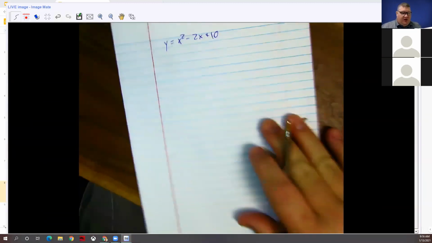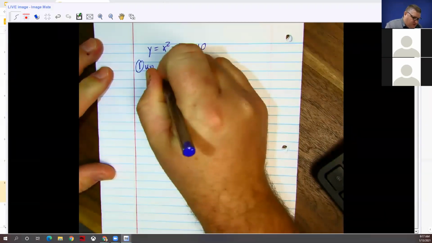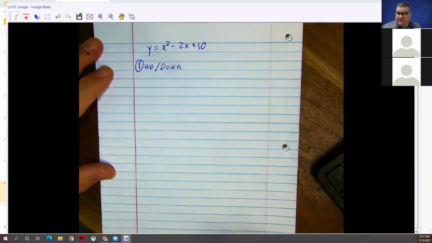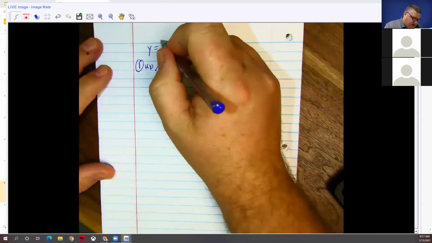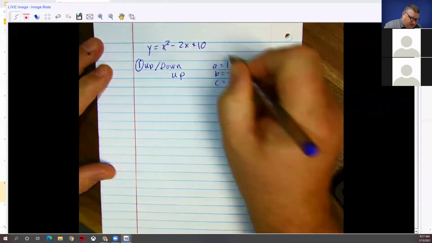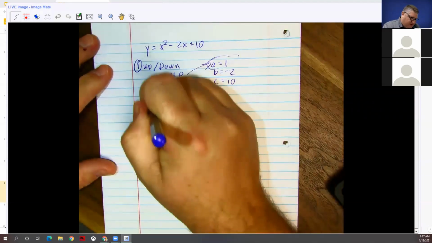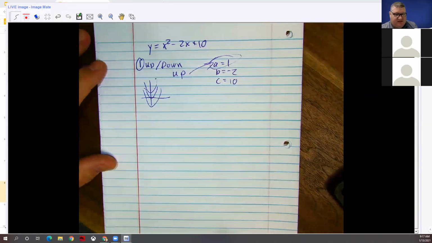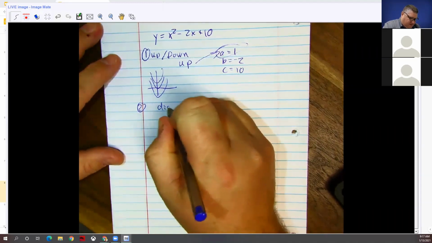First things first, does it open up or down? Up or down, ladies and gentlemen? Put it in the chat. It definitely opens up, because A equals 1, B equals -2, C equals 10. That number is positive, so it totally opens up. It's going to be something like this. So number 2, we need to find the discriminant.